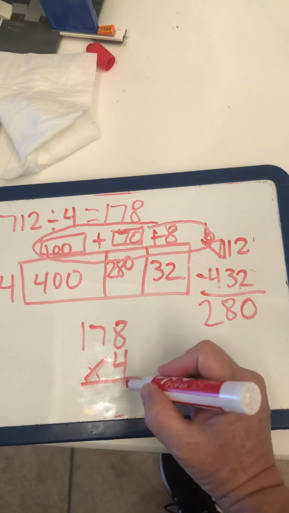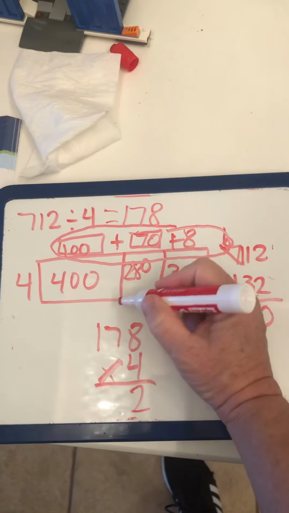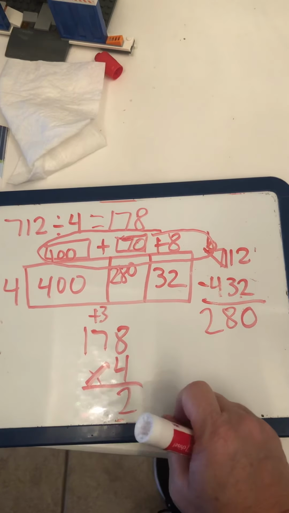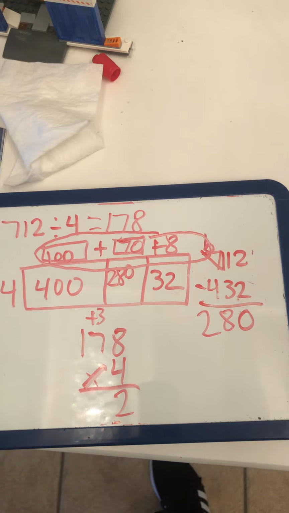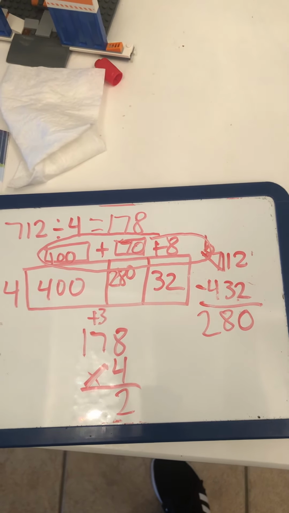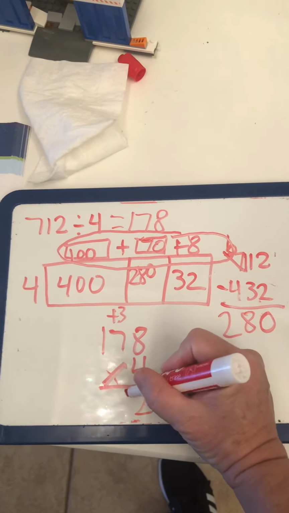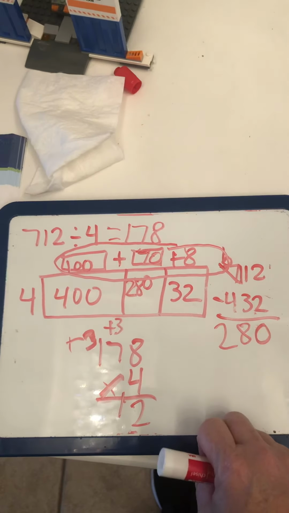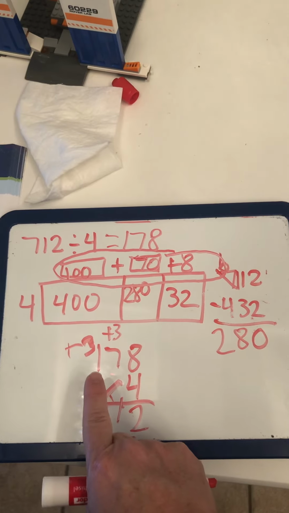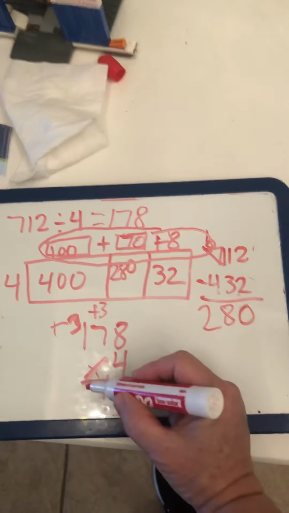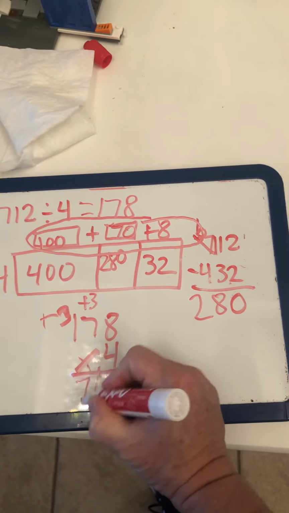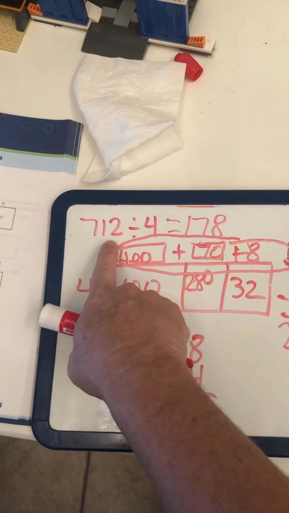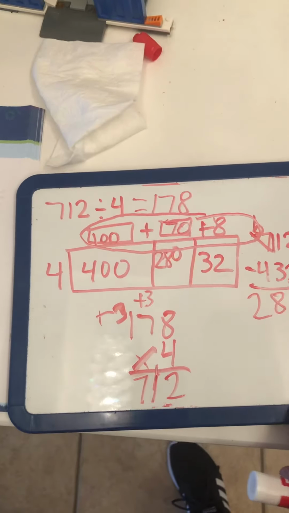4 times 8 is 32. I'm going to carry my 3. 4 times 7 is 28. Plus 3 more is 31. I'm going to carry my 3 over. And 4 times 1 is 4. Plus 3 more is 7. So 712 is my product here. Yes, I know that this is the right answer.